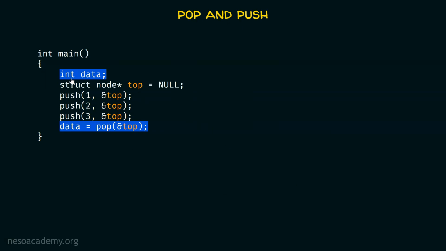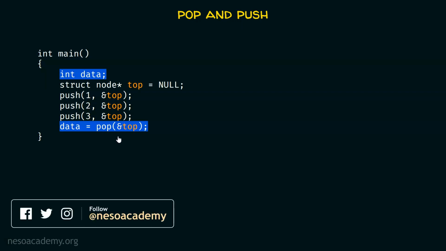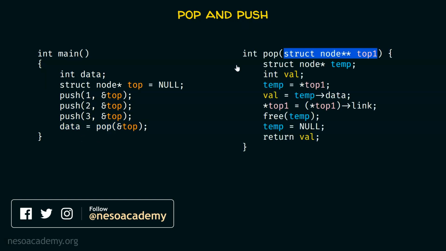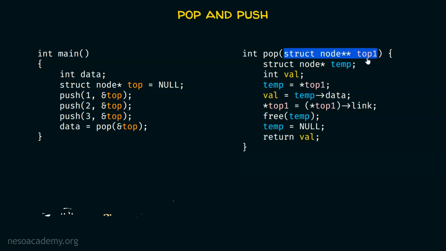For this, first we have to declare this data variable, then we have to call the pop function, and to this pop function we have to pass the address of the top pointer. And we know that pop function will return the data, that is the topmost element of the stack, and we will store that value inside the data variable. And this is how our pop function looks like. Here in this pop function, we have to declare this parameter, that is struct node star star top 1. We must have a pointer to a pointer. As we are passing the address of a top pointer, that's why we must have a top 1 pointer, which is nothing but a pointer to a pointer, right?